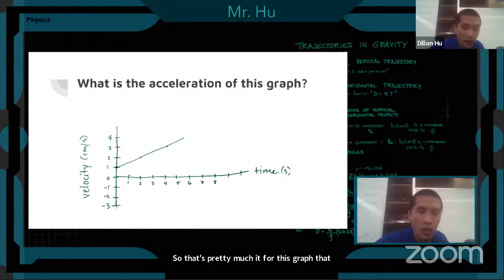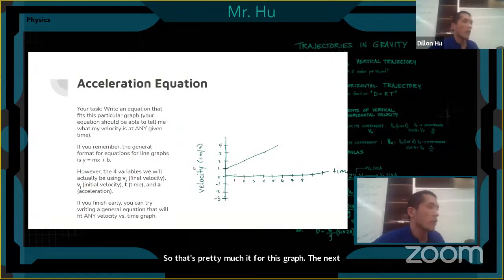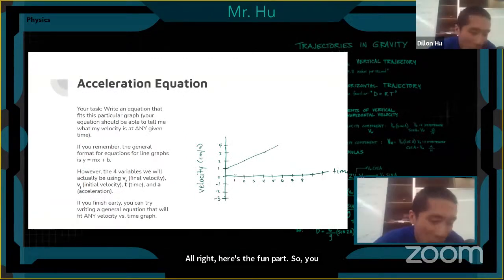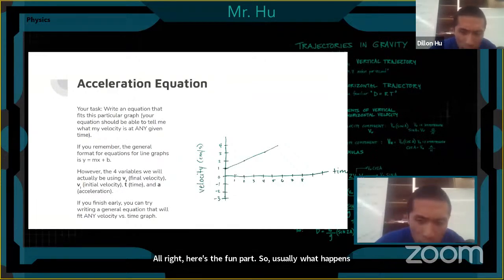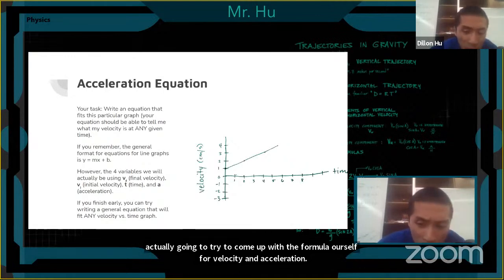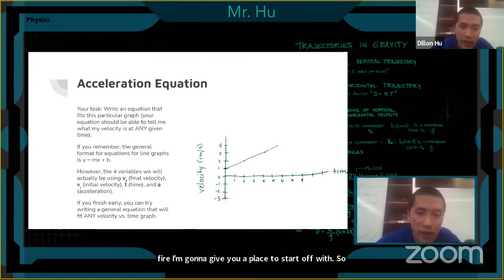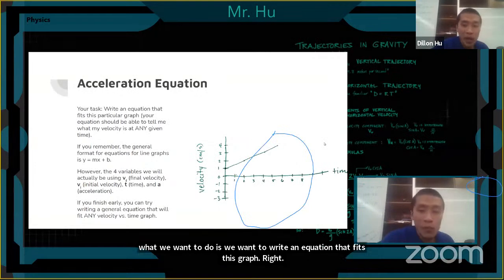The next challenge, though, I think, is going to be the fun one. All right, here's the fun part. Usually in a lot of classes I give you a formula and then you just use it. Right now, we're actually going to try to come up with the formula ourselves for velocity and acceleration. Don't worry, I'm not going to throw you completely into the fire. I'm going to give you a place to start. We're going to use this graph as a template, as a starting point. So we have a velocity versus time graph, and we want to write an equation that fits this graph, right? So what do I mean by an equation that fits this graph?